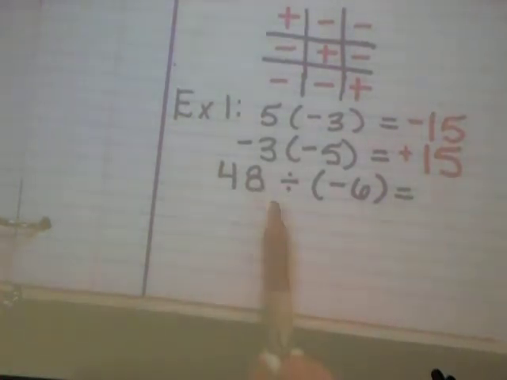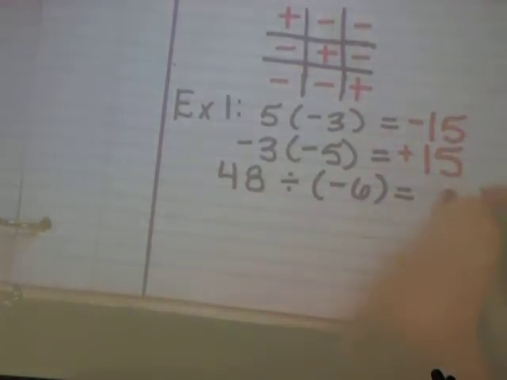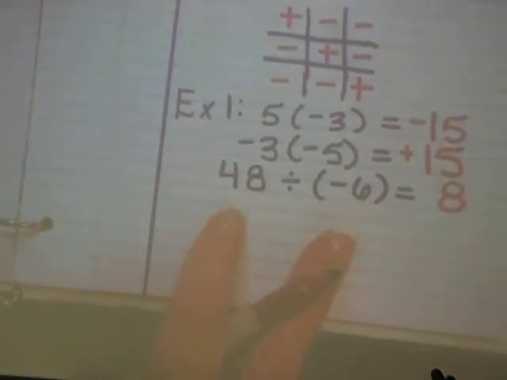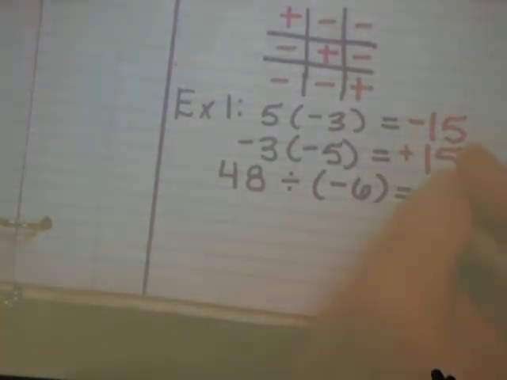Okay. 48 divided by 6? 8. Ignore the signs and just do the math. 48 divided by 6 is 8. Now go back and look at the signs. The signs are different, so what goes on the 8? Negative.